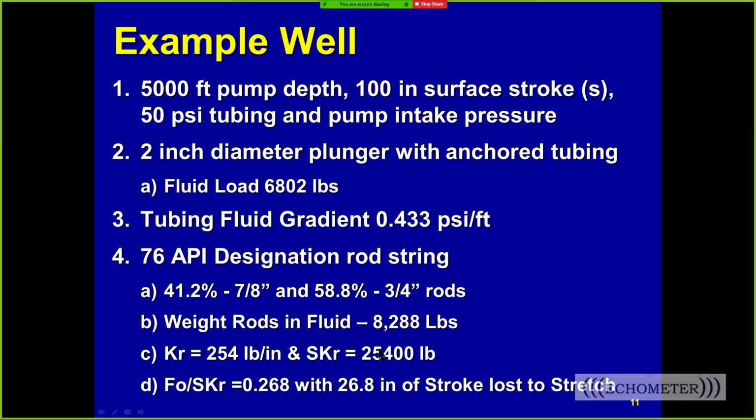Well, we're not actually pulling on the rod string with a 25,400-pound pump force. We're pulling on it with 6,802 pounds. So the ratio, what we pull on it with over what we'd pull on with 100% loss of stroke, that ratio is called fluid load over stroke length times KR, F over SKR. That's about 27%. So about 27% of the surface stroke is being lost to stretch.